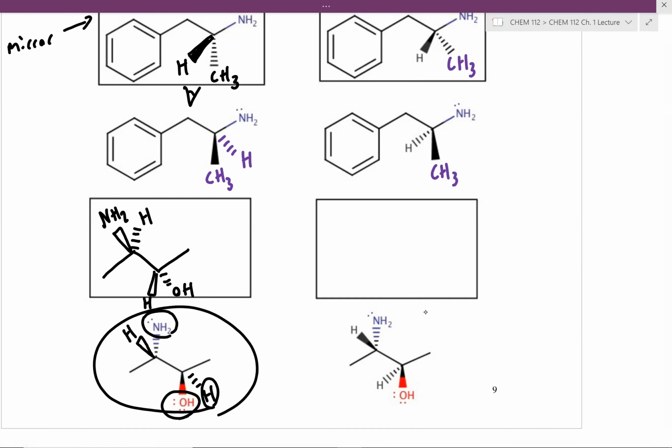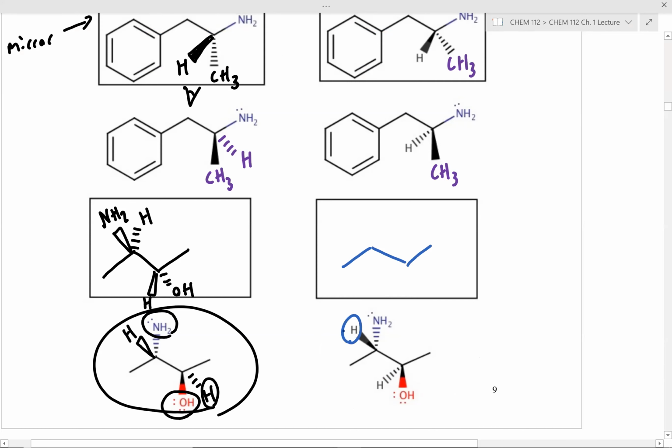Okay, let's try to now draw the enantiomer of the molecule on the right. So just like before, we keep our alkyl chain consistent. Our hydrogen has a wedge. We're going to invert it to a dash. Our amine, which had a dash, now gets a wedge. Our oxygen, which has a wedge, now gets a dash. Our hydrogen, which has a dash, now gets a wedge. Everything else stays the same.